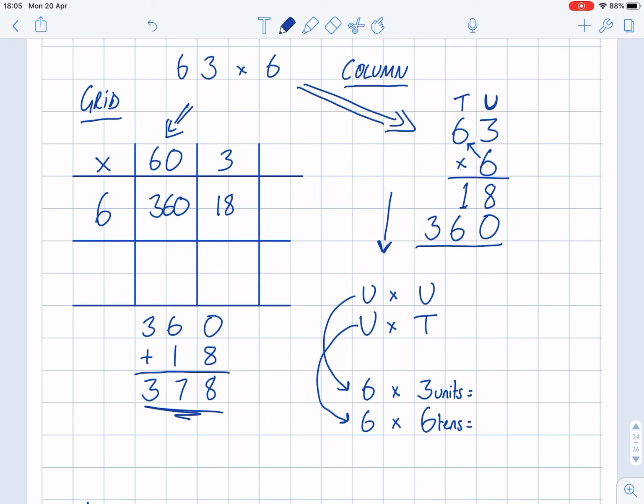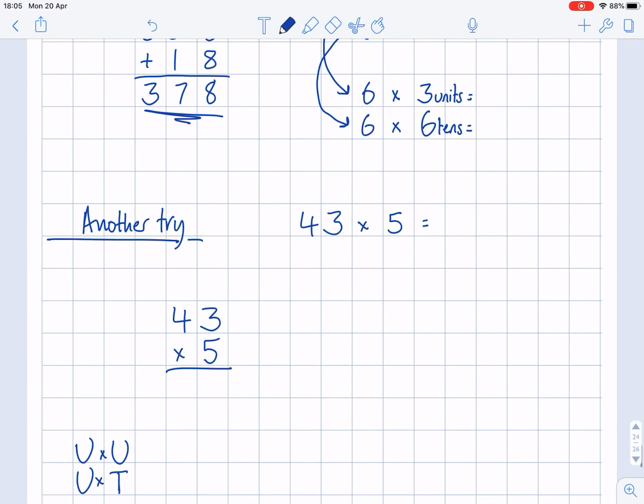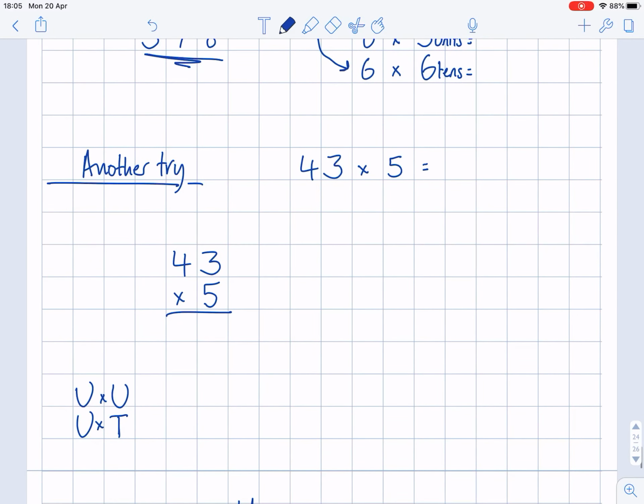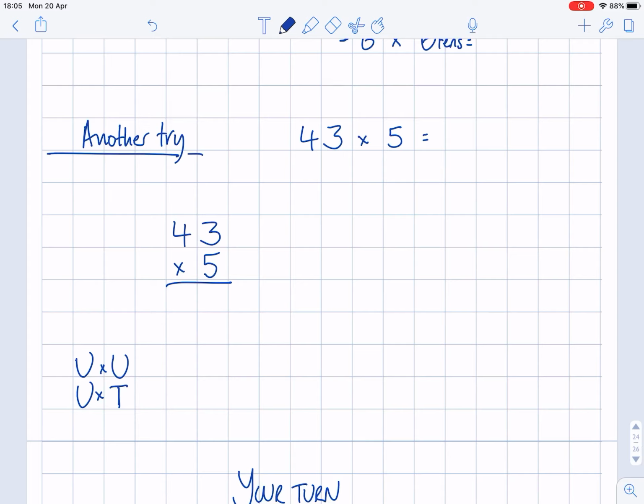And now I need to add these two numbers. So 8 add nothing is 8, 1 add 6 is 7, and then I've got my 300s here. So you can see I've got the same answer, 378. Now this needs to be learned because when we come on to more complex multiplications, we need to use this method. All right, so here I've put another try. 43 multiplied by 5. So what I want you to do is write that down on your piece of paper, 43 multiplied by 5, like I've done here.